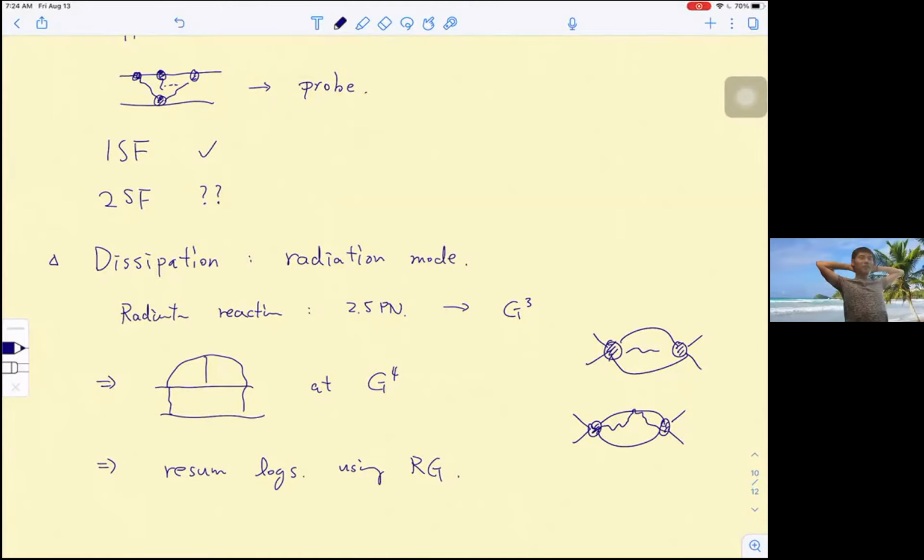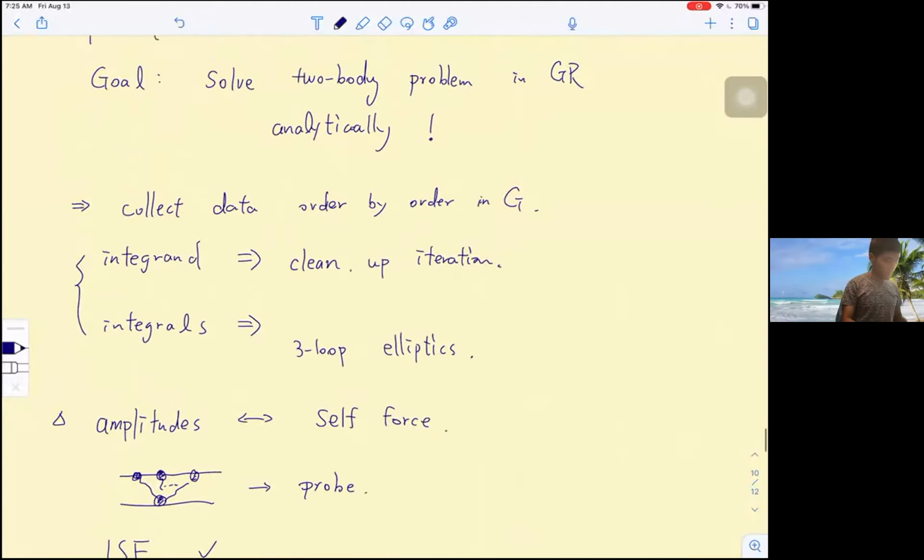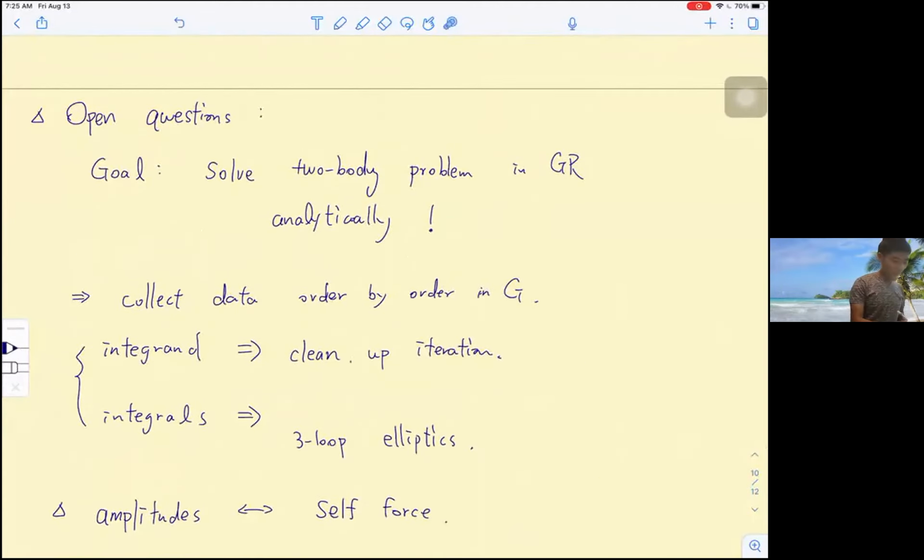I'd say that would be the dream, but it could be quite challenging. One thing that can help us toward that direction is that when we collect the data order by order in G, if you're able to somehow resum this not only in velocity but also in G Newton, I don't know whether it corresponds to not really non-perturbative region like merger, but at least that can help you to extrapolate to finite G. So more toward the merger phase.